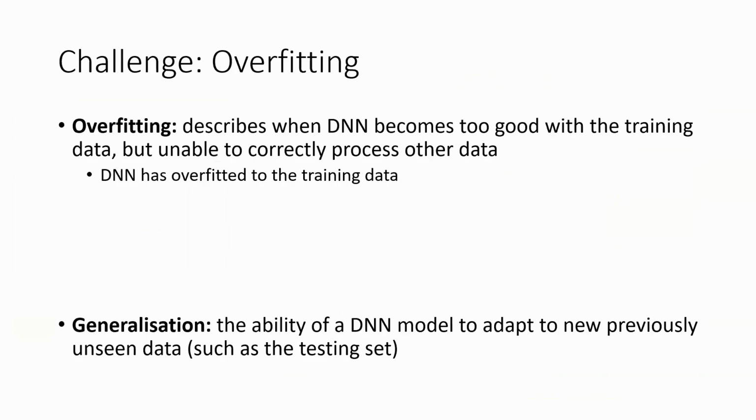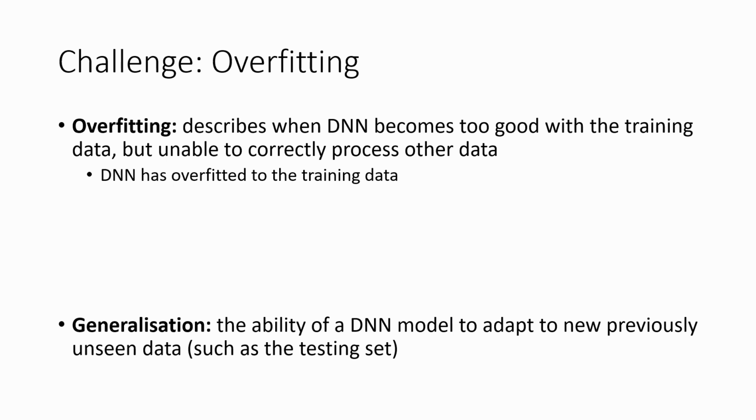So, overfitting. Overfitting describes when our DNN becomes way too good at our training set, but is unable to process other data that you expect it to be able to. For example, if I have trained it on 1,000 images of cats, and my model is really, really good at predicting those 1,000 images of cats, right, at 100% accuracy. But if I give you an image of a cat that you haven't seen before, and your system explodes or burns down, that's not good, right?